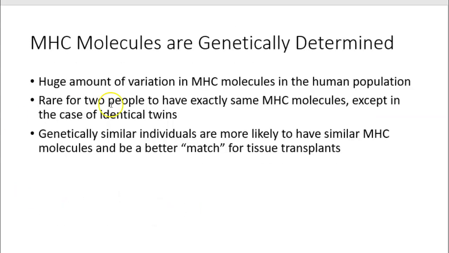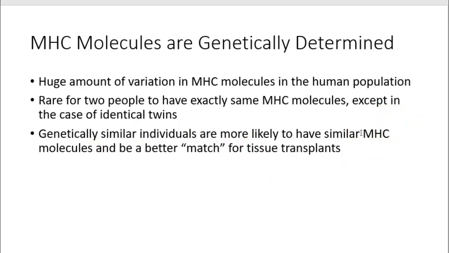MHC molecules are genetically determined. So we have a huge amount of variation in the MHC molecules in the human population. It's incredibly rare for two people to have exactly the same MHC molecules, except if you have an identical twin or triplet. People that are genetically similar, so relatives, are more likely to have similar MHC molecules and therefore be a better match for tissue transplants.